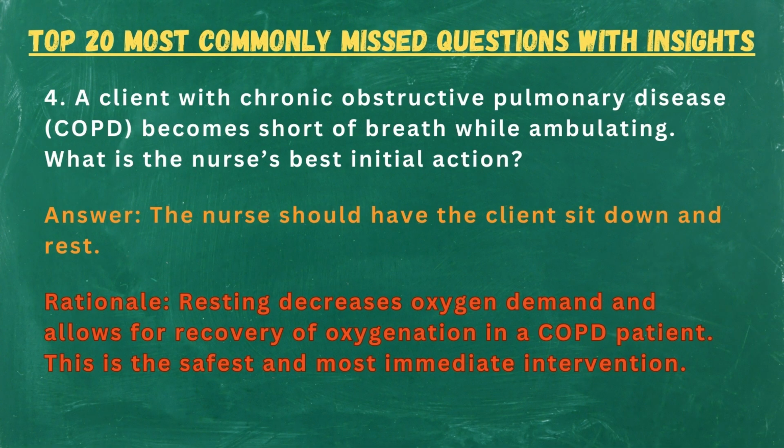4. A client with chronic obstructive pulmonary disease, COPD, becomes short of breath while ambulating. What is the nurse's best initial action? Answer. The nurse should have the client sit down and rest. Rationale. Resting decreases oxygen demand and allows for recovery of oxygenation in a COPD patient. This is the safest and most immediate intervention.